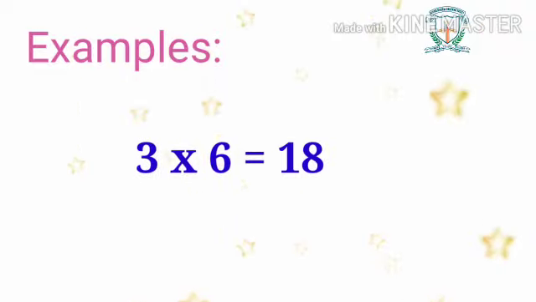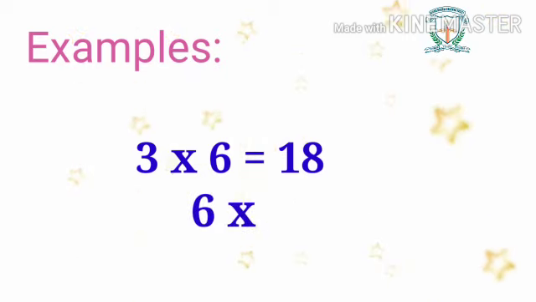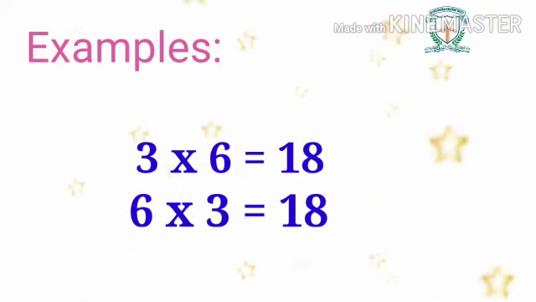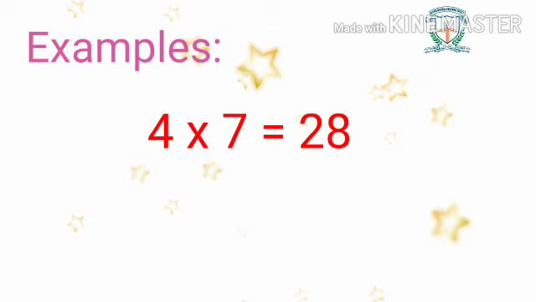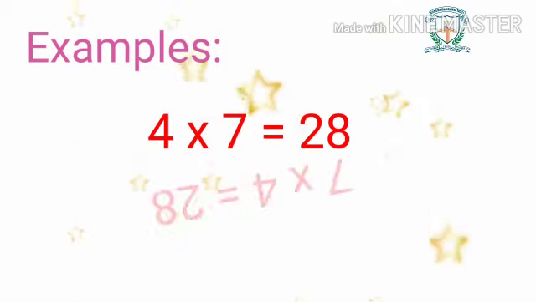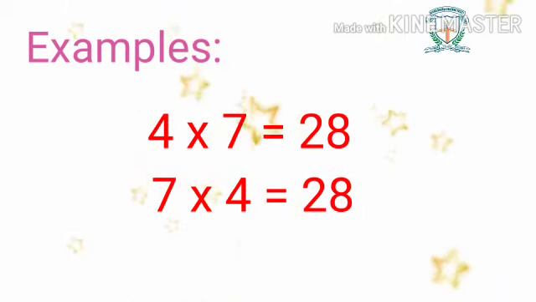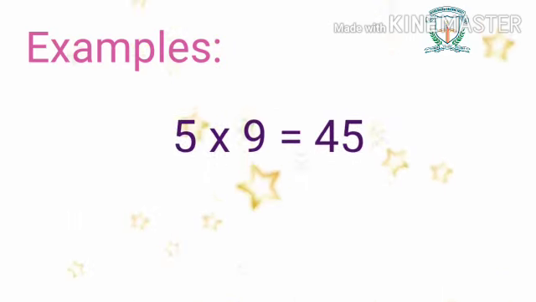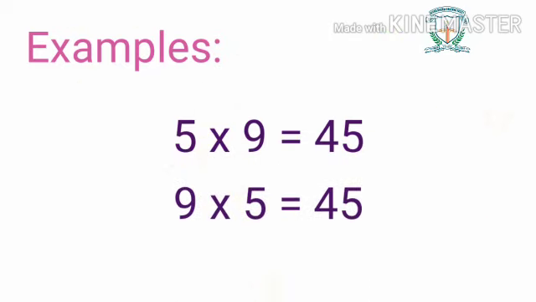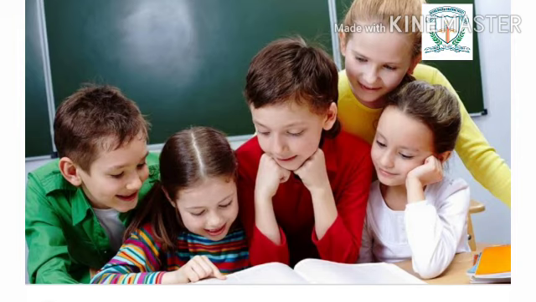Let us understand this concept with few examples. 3 multiplied by 6 is equal to 18. 6 multiplied by 3 is equal to 18. 4 multiplied by 7 is equal to 28. 7 multiplied by 4 is equal to 28. 5 multiplied by 9 is equal to 45. 9 multiplied by 5 is equal to 45.